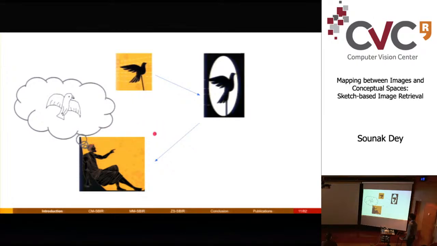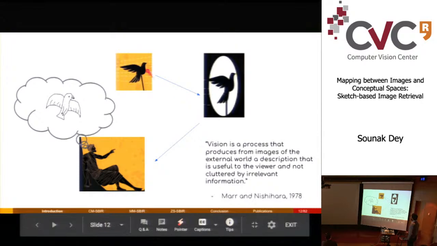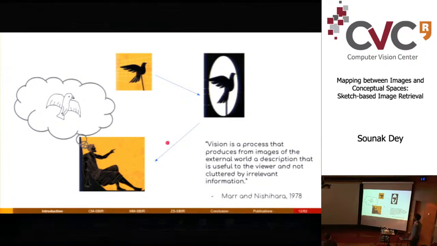Plato said that there is truth beyond the realm of reality, which people with their partial observability cannot always capture. So this person thinking of these images always thinks of the attributes it's looking for. It makes an abstraction of the attributes it's looking for. For example, the wings. So it has this idea of a bird flying, and it also sees the legs. There is also a famous quotation that vision is a process that produces from images of the external world a description which is useful to the viewer and is not cluttered by irrelevant information, such as this observer just observing the thing that is important to it.